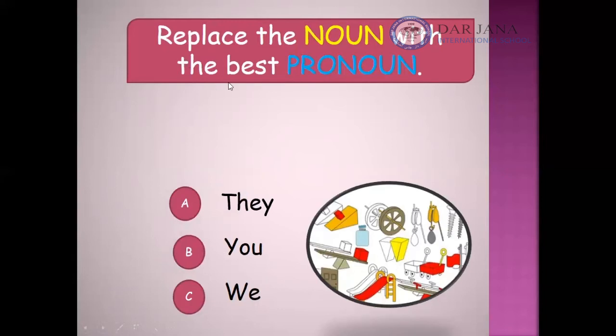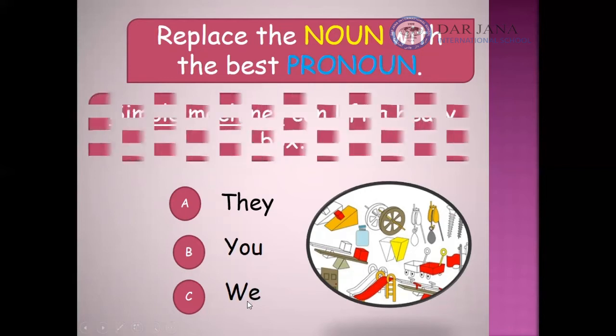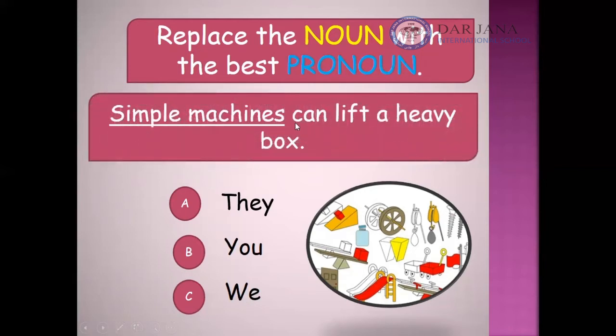Replace the noun with the best pronoun. So we have they, you, we. Okay, so they is for more than one thing or more than one person. You, when you're addressing someone. And we, you're talking about someone else and including yourself. Simple machines can lift a heavy box. Simple machines. It's more than one thing. They, you, or we. Yes, that's right. It's they, because it's talking about more than one.